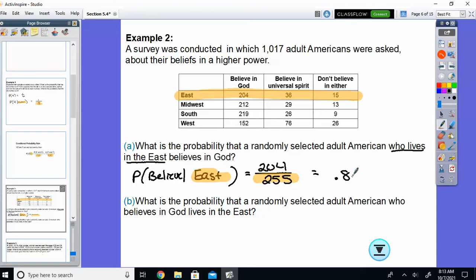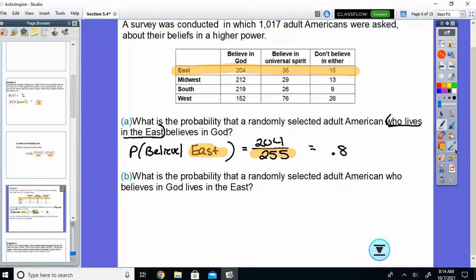Yes, ma'am. How did you know believe went first? That we were trying to find probability that they believe in God. What we knew is the who lives in the East. So I'm already telling you that that is what we know. So say that it didn't say who lives in the East, we would just do it how we have been. If I just said what's the probability that they believe in God, then it would have been the total ones if you add up the believe in God and then divided by everyone out of the table. All right, so far so good?